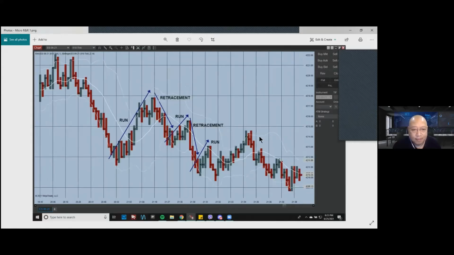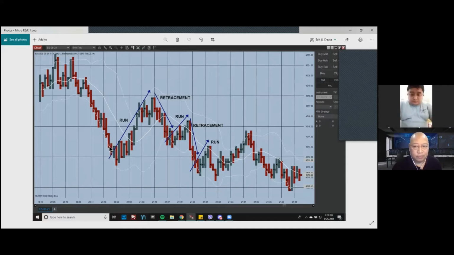Yes, this one. So here's the thing. When you look at this, what's your overall trend? Is it up or down? In here, it's going down. Right, so this should be the run. Exactly, so that's your run, retracement, run. Good. So always look at the overall trend.